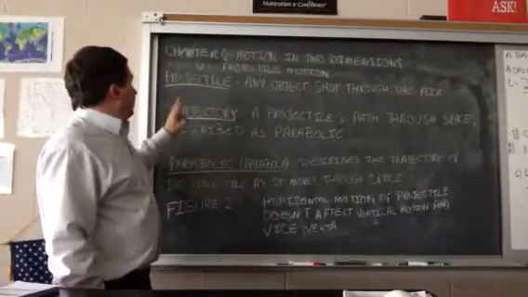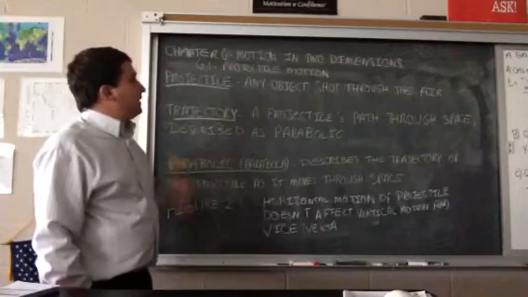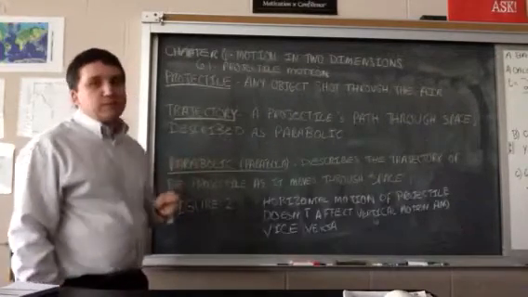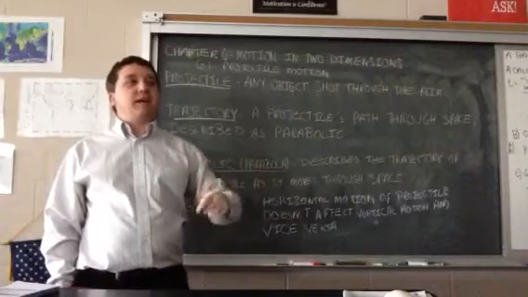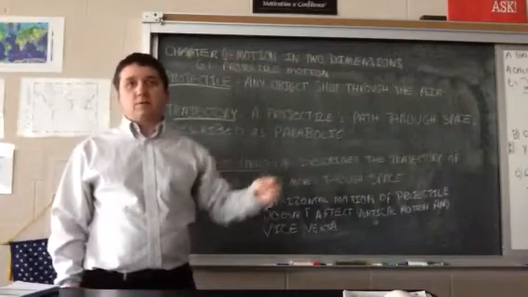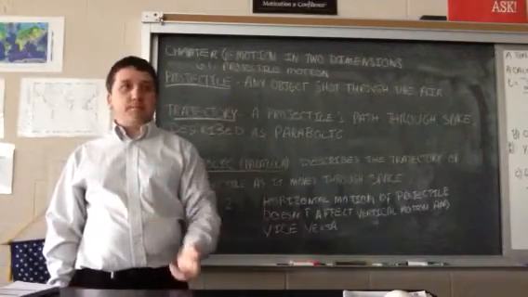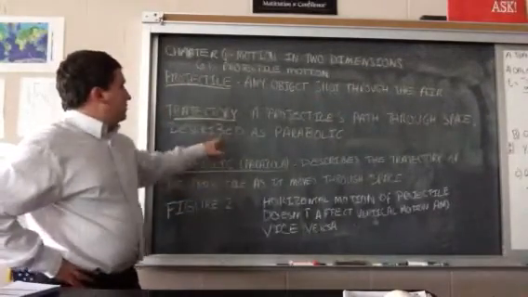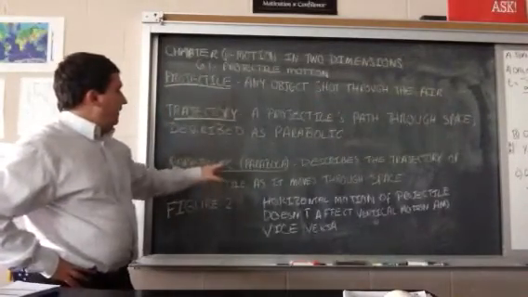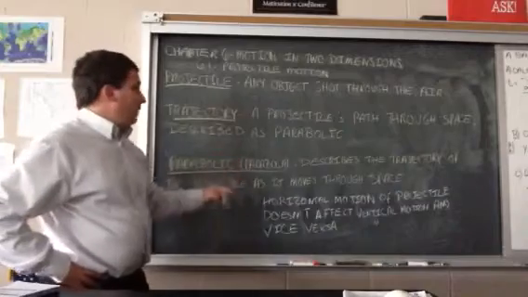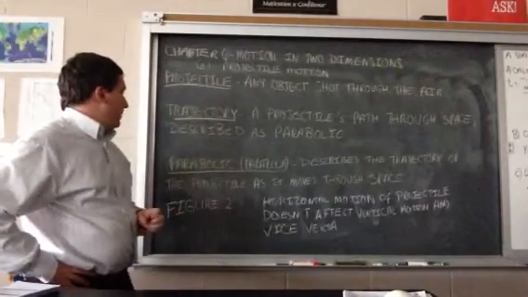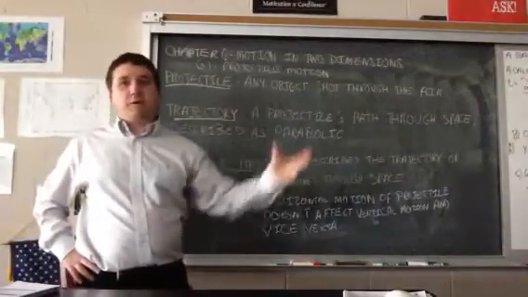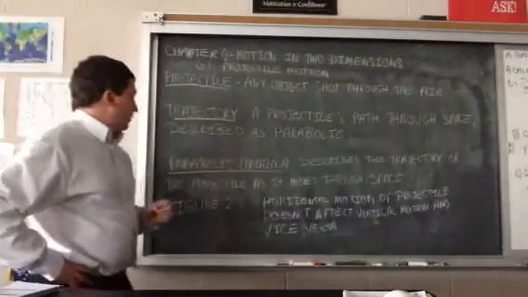Now, the trajectory refers to the projectile's path through space, and it's described as parabolic. The trajectory describes the path that the projectile takes as it travels through the air. So when you throw the pencil, whatever the case is, it's described as a parabola. Parabolic, in other words, refers to the trajectory of the projectile as it moves through space. Again, space is just the atmosphere, not outer space, just so we're clear on that.